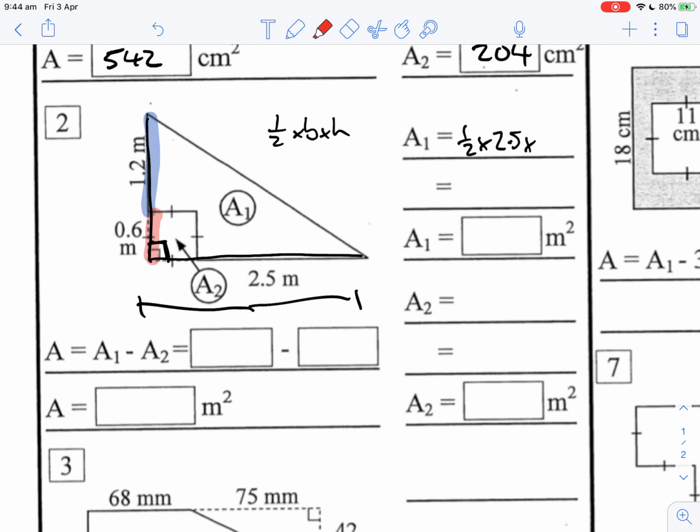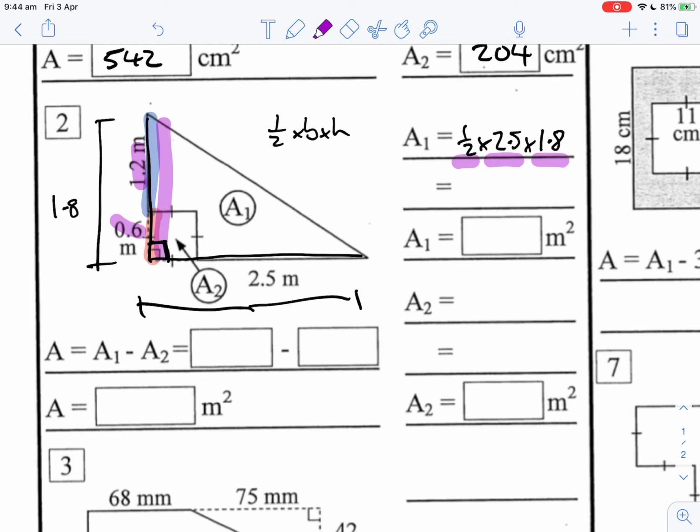So because I have to deal with the triangle as a whole shape, so I'm dealing with this whole side, I'll need to add the 1.2 and the 0.6 to get my whole length. So when you add those together, 1.2 plus 0.6, I'd have 1.8 altogether as that whole length along the top here. So it's the 1.8 that I'd put into my formula. Again, just so that you know the process, it's a half times my base, which was the 2.5 centimetres across the bottom, times the 1.8.